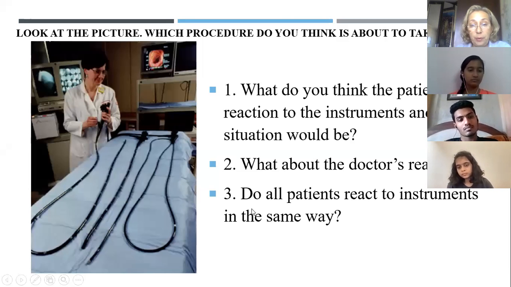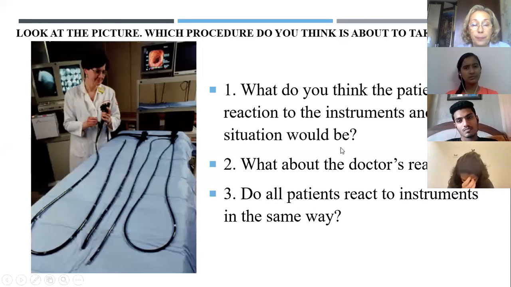And the question: do all patients react to instruments in the same way? No, ma'am. What does it depend on? On the patient. Maybe on experience, because it may not be the first time the patient is undergoing that procedure. What the patient already knows about this procedure.